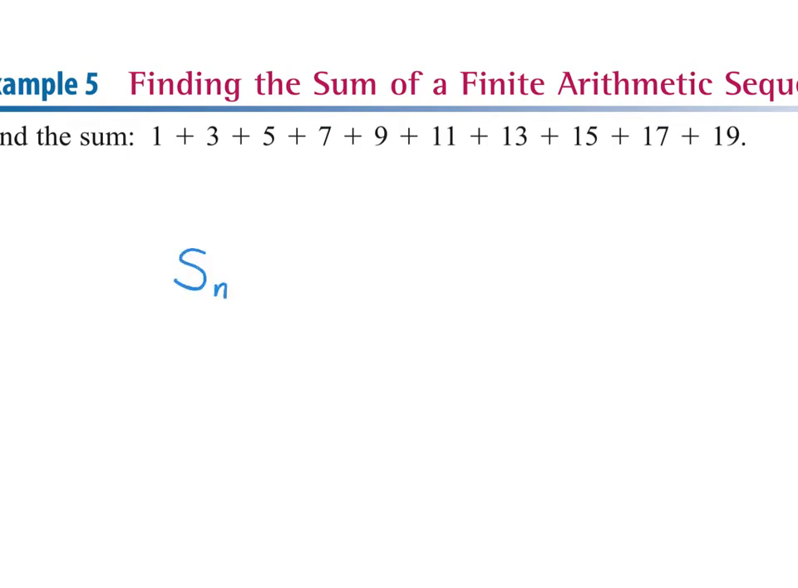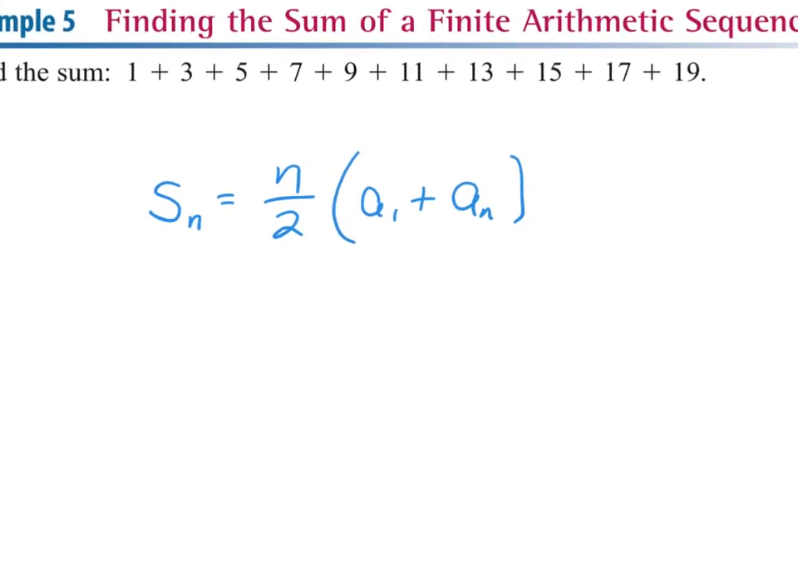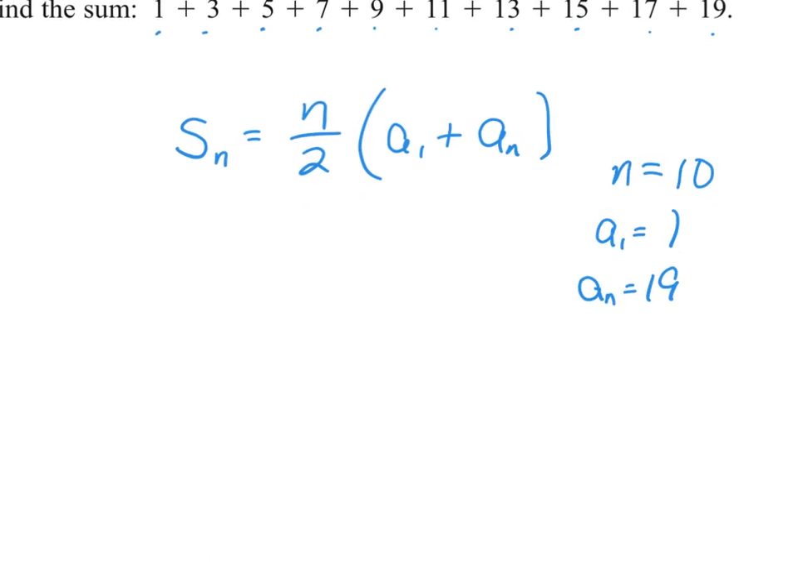Here is your formula. The sum of your finite arithmetic sequence, a sub 1 plus a sub n. This is what I need to see from you guys. N is the number of terms. How many terms are we talking about? 1, 2, 3, 4, 5, 6, 7, 8, 9, 10. Okay? A sub 1, what is my first term? 1. What is the last term? 19. Now we're going to plug this into our formula.